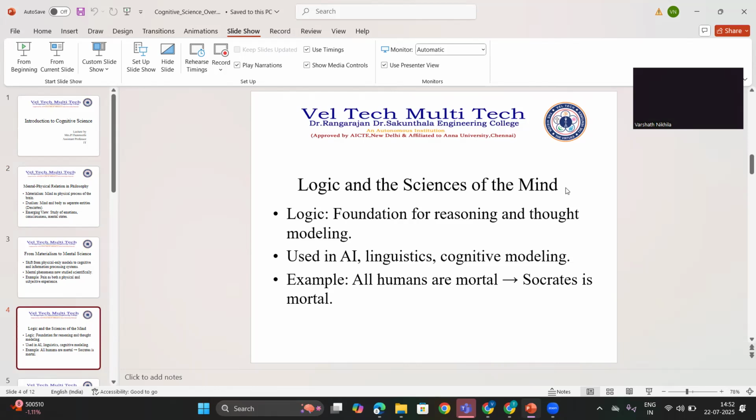The fourth one is logical fallacies and cognitive biases. Formal fallacies are errors in the structure of logical arguments. Informal fallacies are errors in content or context. And the fifth one is modal logic for mental states.